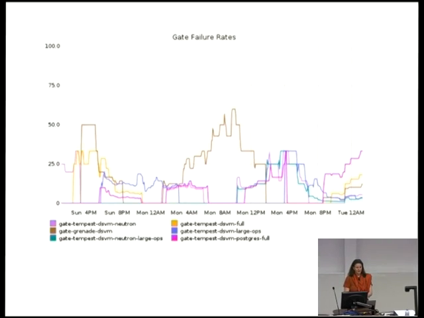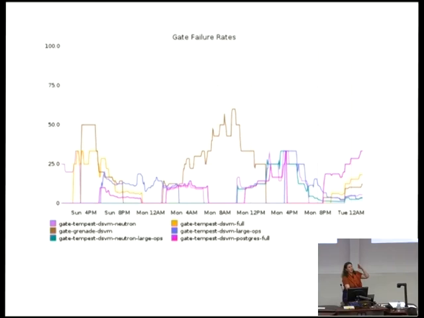One of the items on this is a graph of gate failure rates, and it's a little hard to read right here, but that's how we're doing. Sometimes we have had up to 50% gate failure rate, and we're rarely down at 0. But sometimes we can get as low as about 12 to 15%.